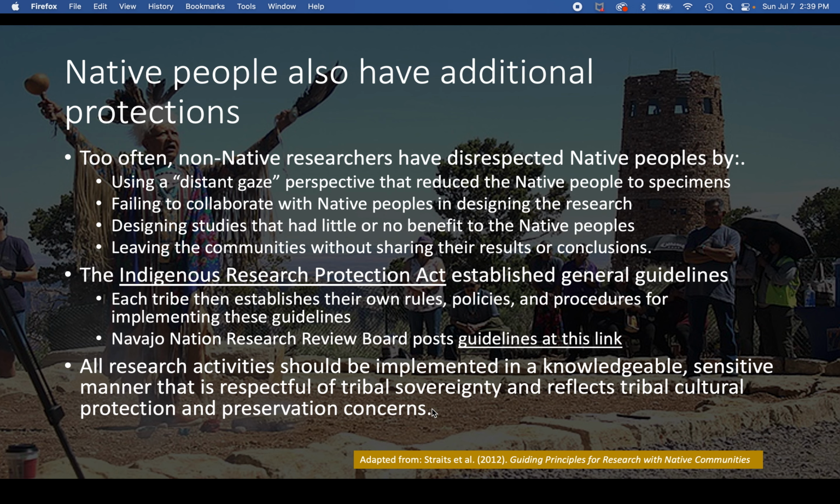All research activities should be implemented in a knowledgeable, sensitive manner that is respectful of tribal sovereignty and reflects tribal cultural protection and preservation concerns. I've got to tell you, this all comes from the Guiding Principles for Research with Native Communities by Strait et al. It was written in 2012, and we're going to go to the reference at the end of this PowerPoint.